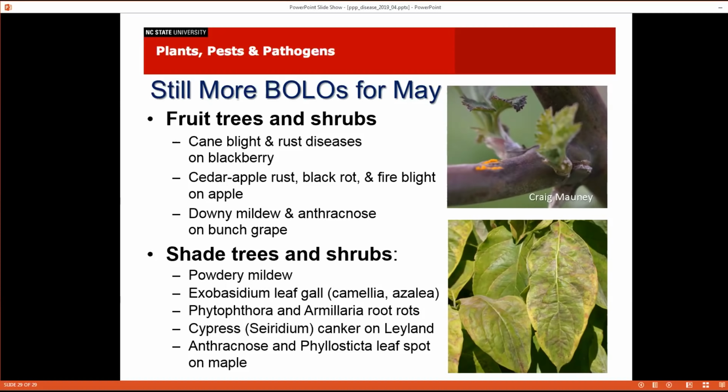Exobasidium leaf gall, both on camellias and azaleas. Phytophthora and Armillaria root rots. Seiridium canker or cypress canker on Leyland cypress. And on maple, anthracnose and Phyllosticta leaf spot.